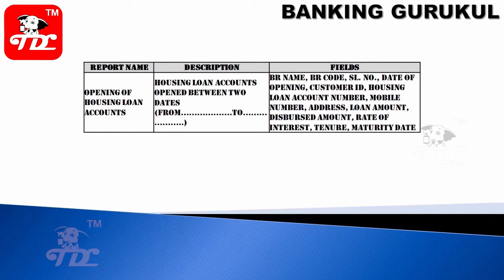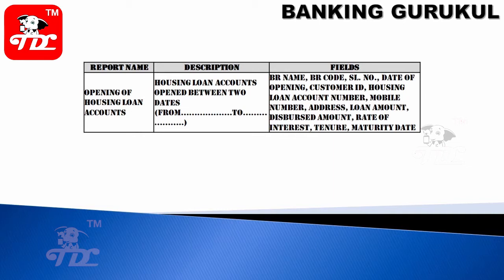The first report is opening of housing loan accounts. For input, you can select the bank as a whole or a branch. You can give a from date and to date. Then you will get a detailed report of housing loan accounts opened during this period.